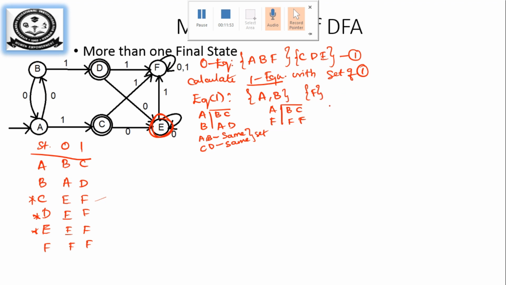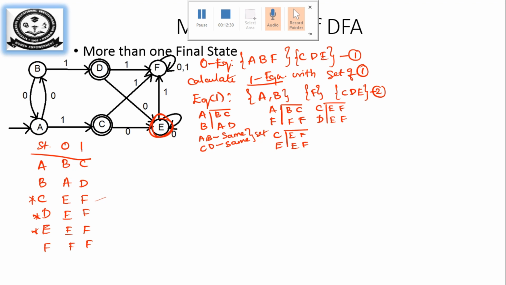Similarly you check for CDE also. So first let me check for CD. So CD it is EF and this is also EF. So both C and D stay in the same set. Now you have to check for C and E. So check for C and E. So again it is EF and EF. So no change in the final set. So this is your equivalence 2 equation.